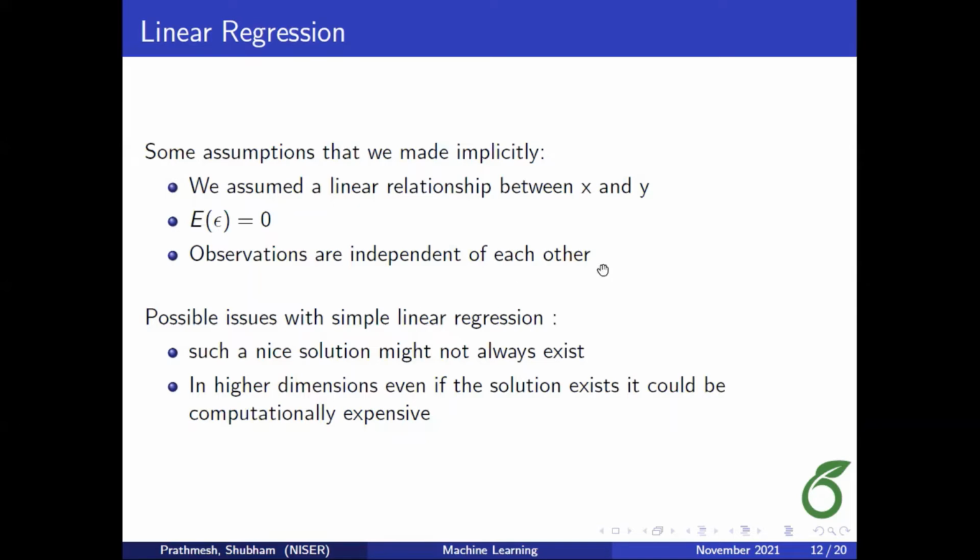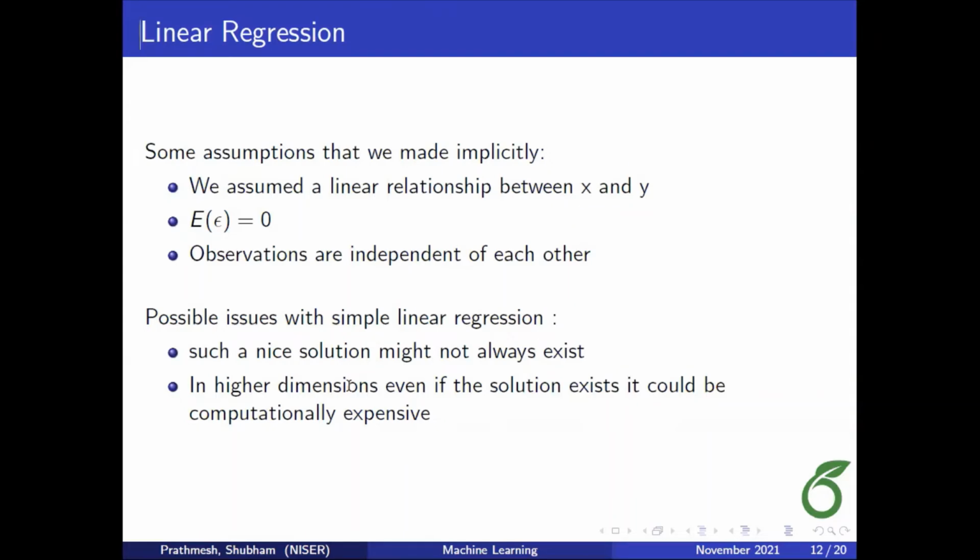And then there are some shortcomings of simple linear regression as well. For the square error loss function, we had a very nice equation for w hat and b hat. Such a nice solution might not always exist. And as you go to higher dimensions, even if the solution exists, it might be computationally a bit more expensive. So the next thing that we will see is how to try to overcome these issues.